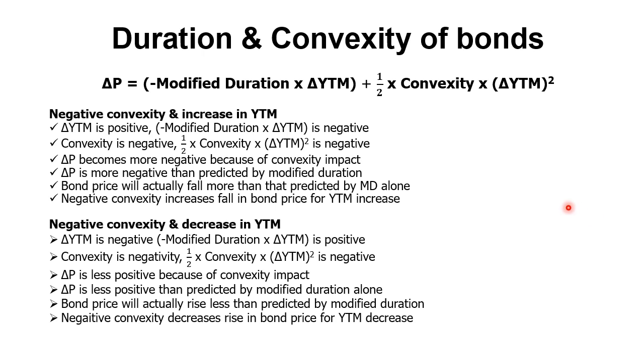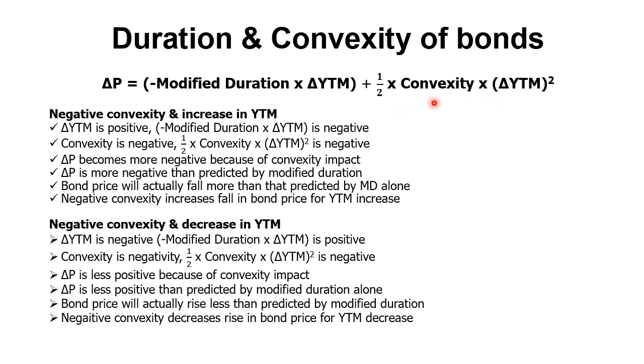The impact of convexity will be quite the opposite if the convexity is negative. Negative convexity and increase in YTM case will be quite different. Now, if the YTM increases, delta YTM is positive. Therefore, the first term on the RHS, that is minus modified duration into delta YTM, will be negative. The second term will always be negative if the convexity is negative.